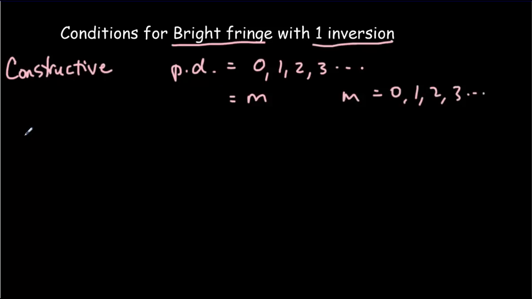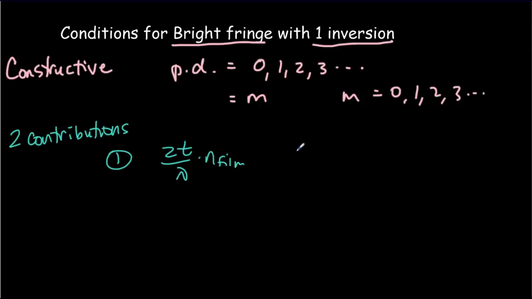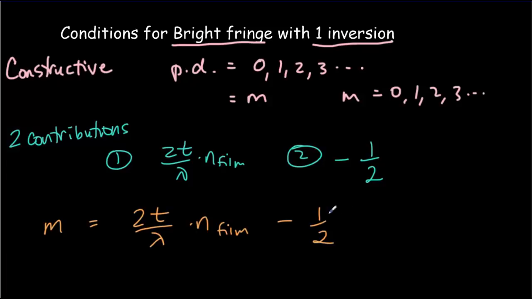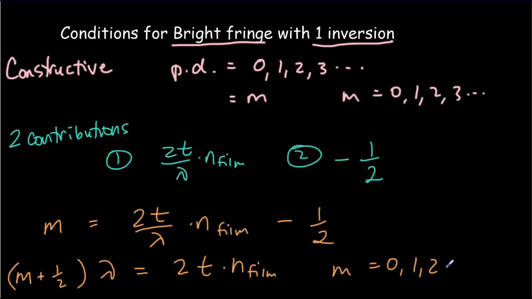So this path difference that we have to get comes from two contributions. Once again, same contributions, one due to the thickness and one due to that single phase inversion. And an inversion always throws in an extra half of a cycle. Now it really doesn't matter whether we add in an extra half cycle or we subtract off a half cycle, because we still end up at the same place in the phase. I'm going to subtract off half a cycle, and you'll see why I'm going to do that in a second. So once again, that path difference that we have to end up with comes from the sum of these two contributions. Now I'm going to add a half to both sides and then multiply by the wavelength. So I'll get that m plus 1/2 times the wavelength will be equal to 2t times n film, where m equals 0, 1, 2, etc.